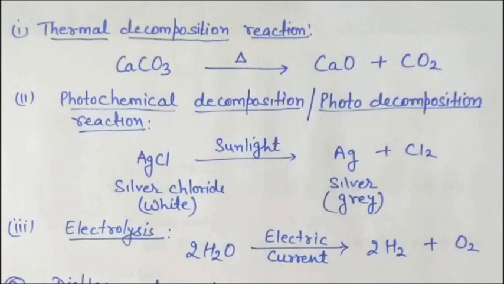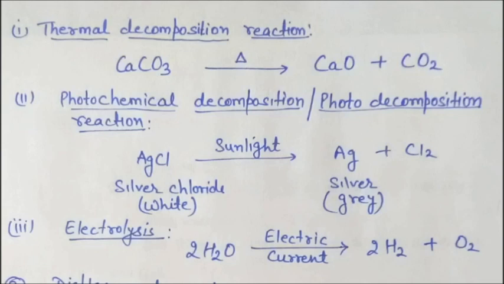The first type of decomposition reaction is thermal decomposition reaction. In this reaction, the energy is supplied in the form of heat. You can see a triangle above the arrow which shows that heat is supplied here. So when calcium carbonate, CaCO3, is heated, it decomposes into two products, calcium oxide and CO2. This type of reaction is known as thermal decomposition reaction, when energy is supplied in the form of heat.